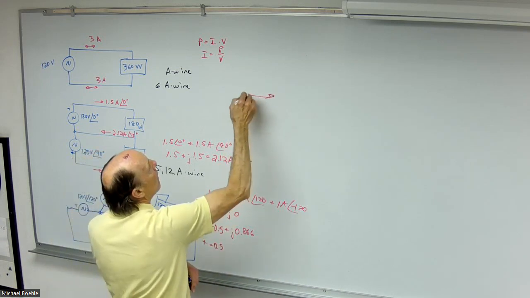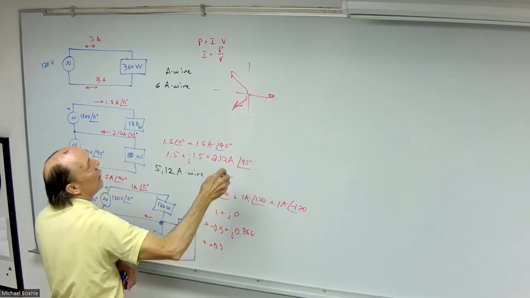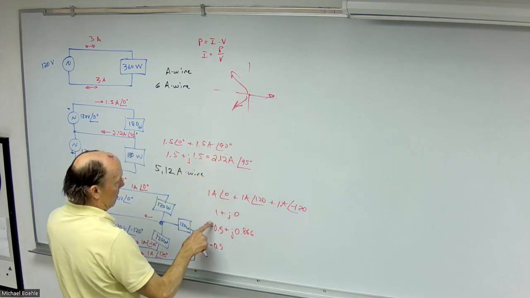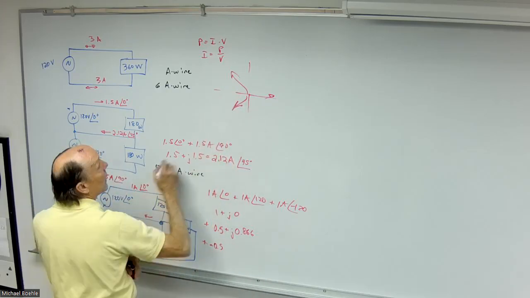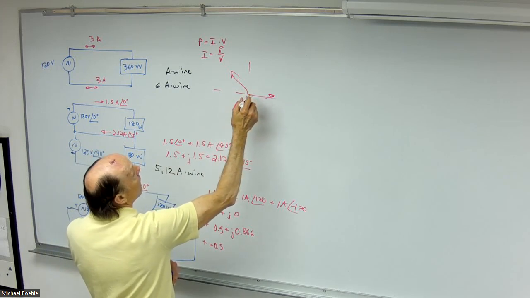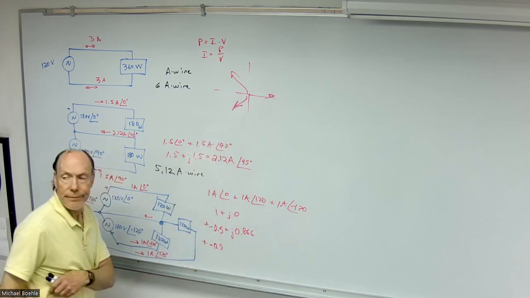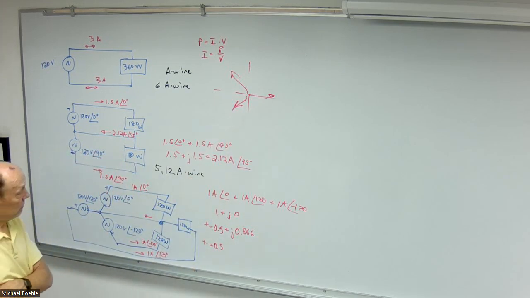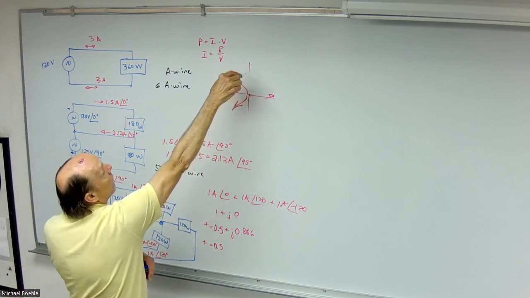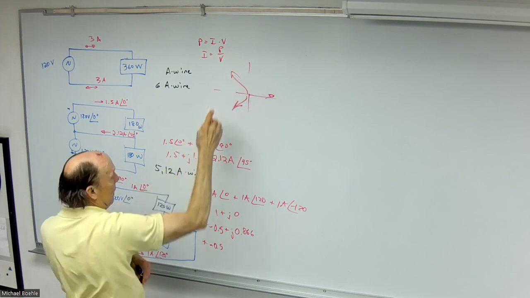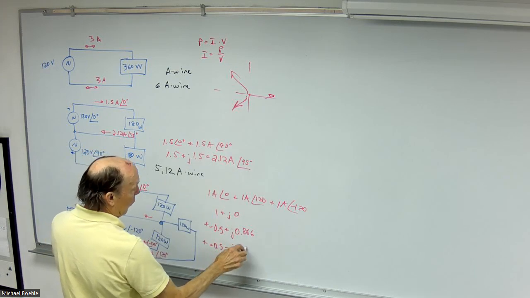Okay. That's the way to look at it, right? Okay. So X is positive there. X is this way, right? So they're both negative. There we go. They're both negative. Here, Y, right? For the 120, it's plus j0.866. For the other one, it's minus j0.866.